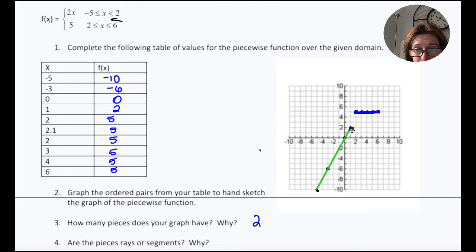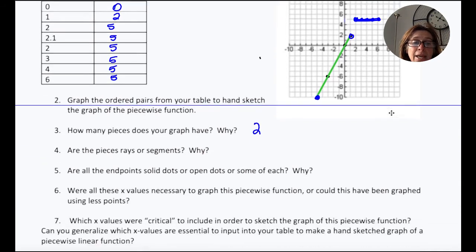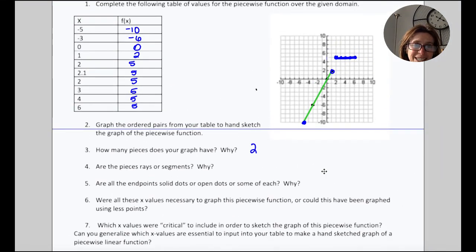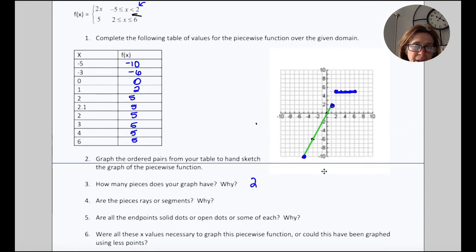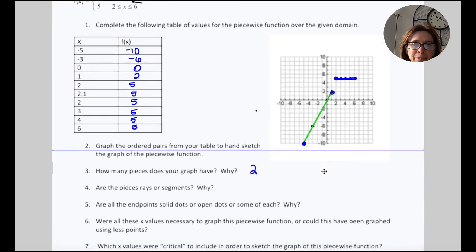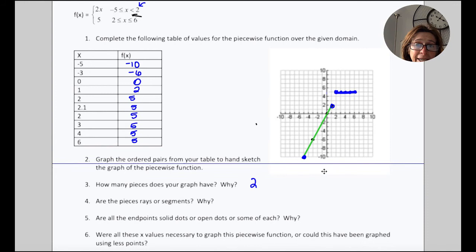Let me make it a little bigger. That's because it's not included in the domain, but all of the others are, so they're going to be closed dots here, here, and here. I made this one a little too thick. My big question: were all of the x values necessary to graph the functions, or could it have been graphed using fewer points? I want you to think about that for a second. I'm going to guess you'd say yes. Legitimately, for the line, you really only needed the endpoints.